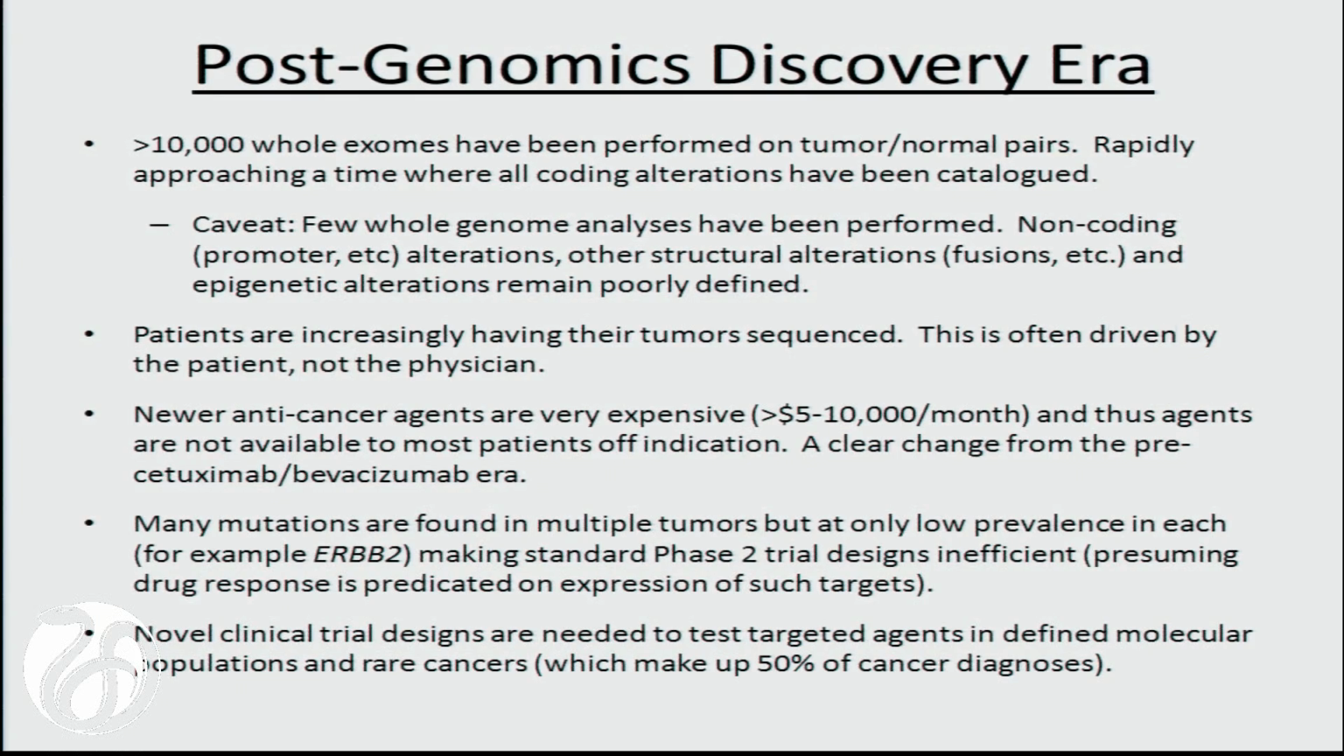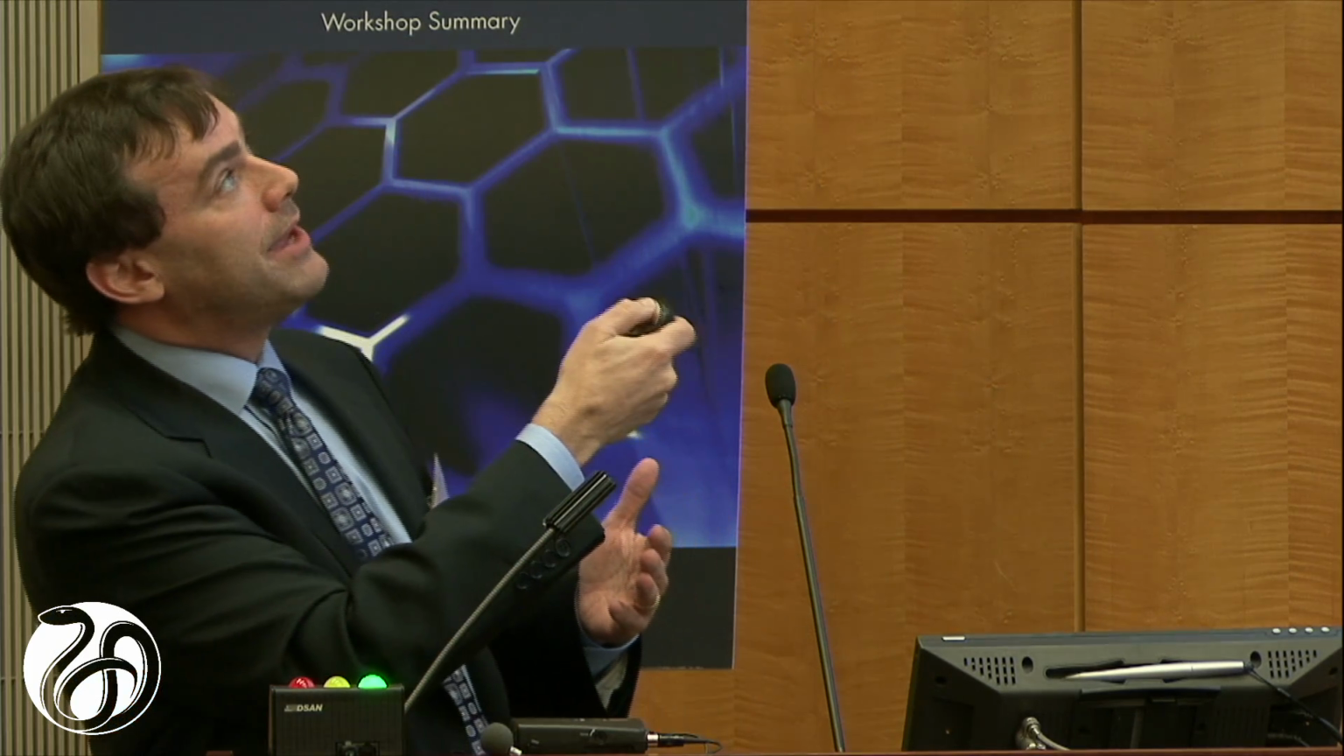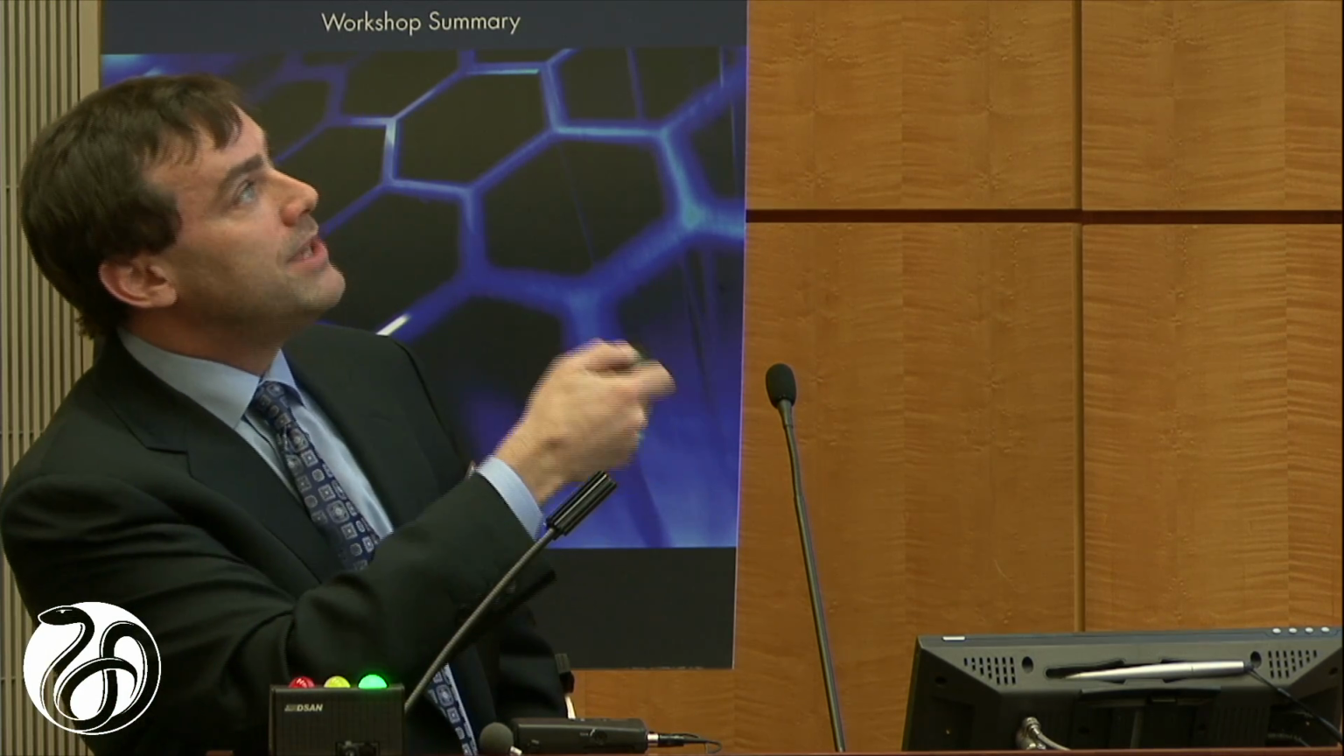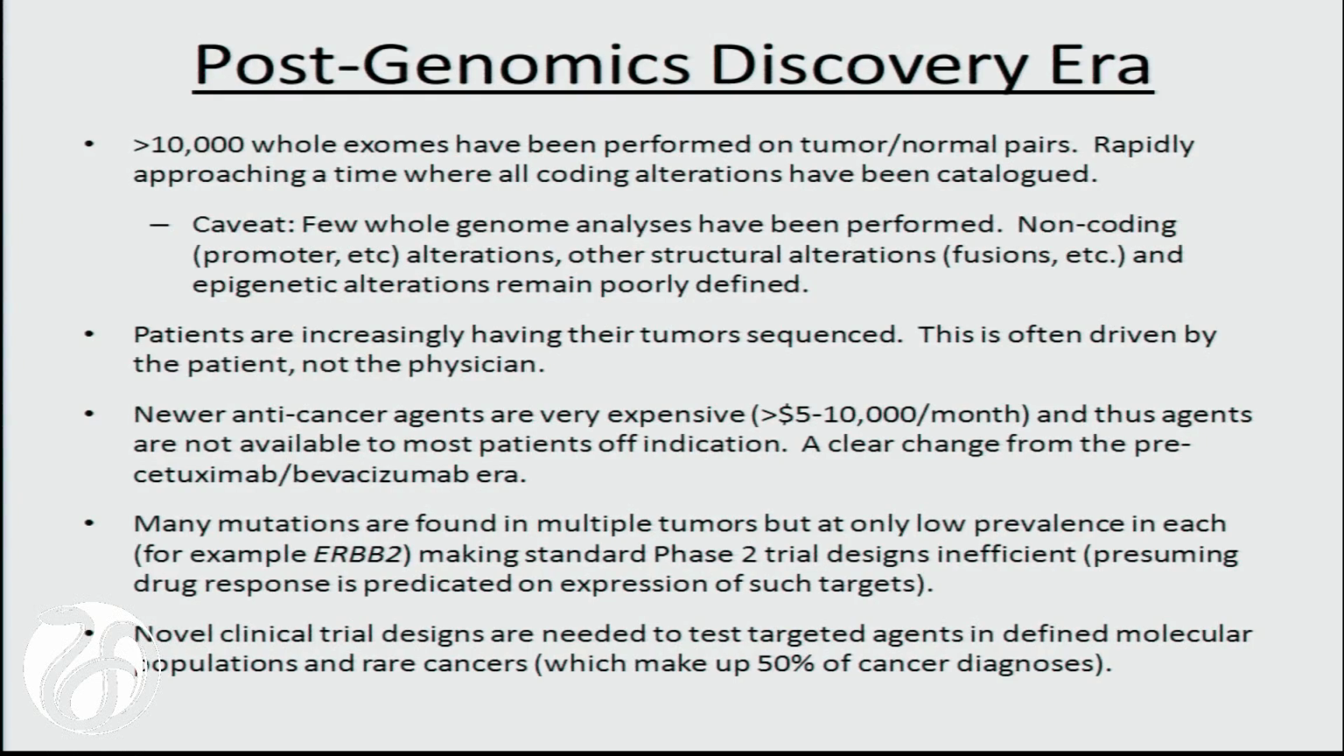And patients are actually increasingly having their tumor sequenced themselves. Levi laid out a mechanism to do this at an academic medical center. Well, in fact, this is actually happening in the community, and it's being driven by many patients and not, in fact, by the physicians. But these newer anti-cancer drugs are very expensive. So if a patient drives this effort, they get their tumor genotype, they find out they have an interesting mutation that could respond to a drug, they oftentimes have no access to those compounds because these drugs are $5,000 to $10,000 a month, and they're thus not available to patient off of indication.